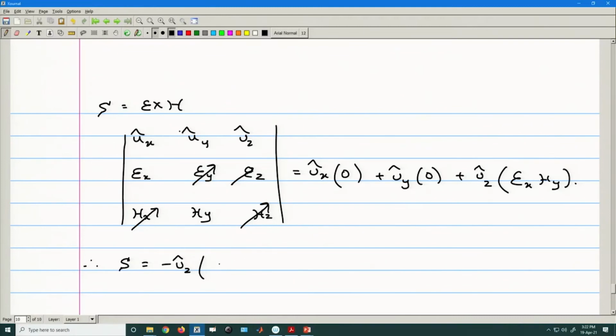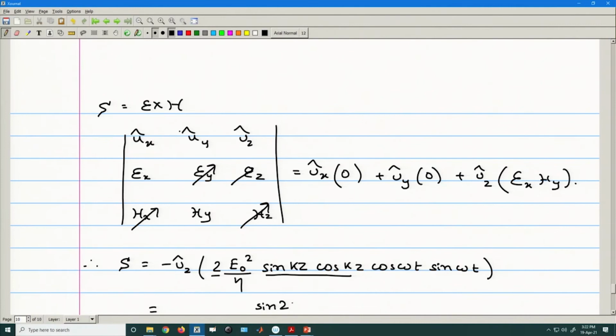So, we will get from multiplying equation number 3 and 4. Okay. So, Ex multiplied by Hy, we will get minus of 2 E naught square by eta sin of kz cos of kz cos omega t sin omega t. In this 2 we can write sin kz cos kz, and this we can write as sin 2 kz, and again taking 1 2 we can write this as sin of 2 omega t, and that comes out as E naught square by 2 eta.